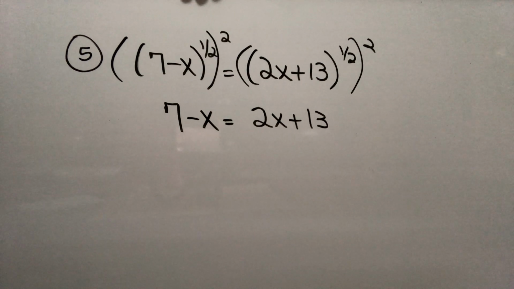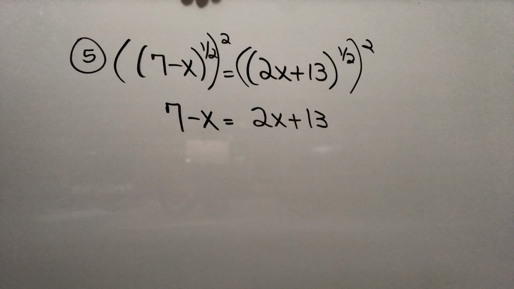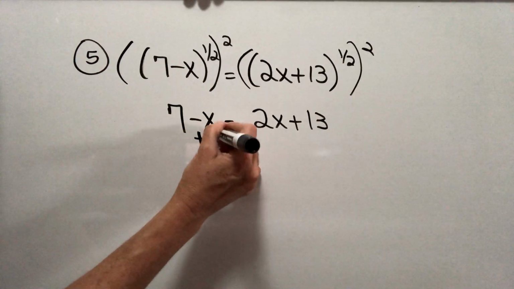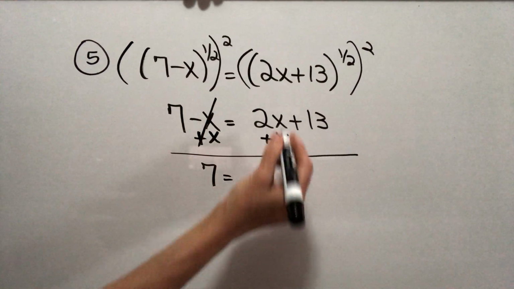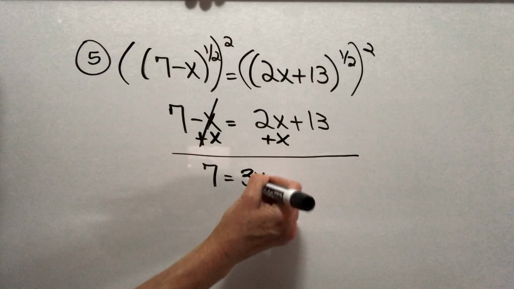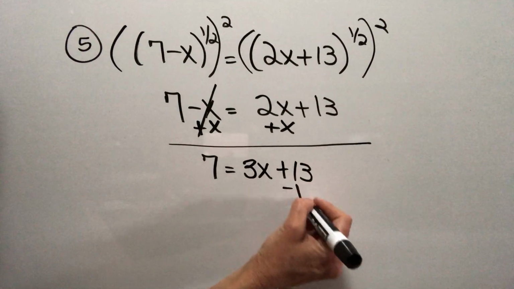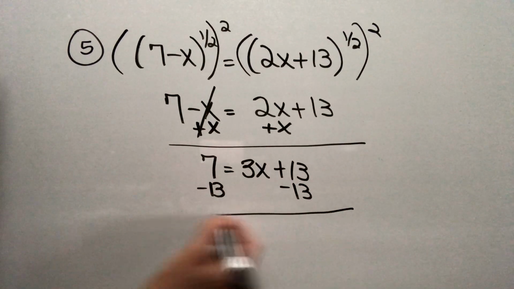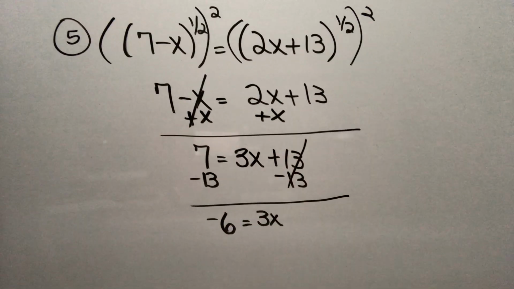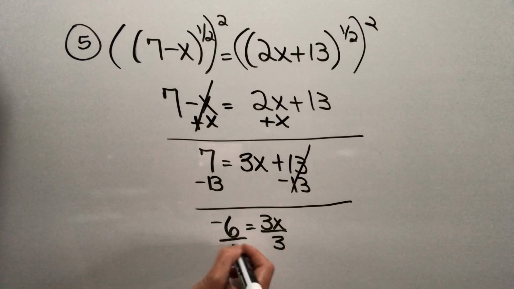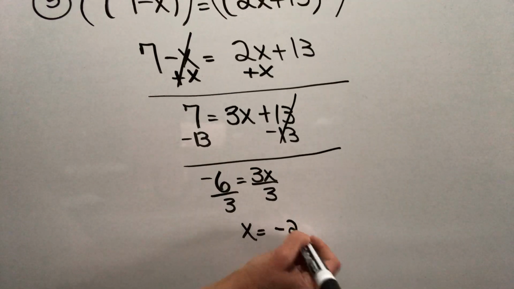So this is a linear equation. There's no squared in it, so you don't have to factor anything. We just need to get all the x's on one side. So for instance, I could add x over here. That would eliminate that. We would still have 7. 2x plus x would be 3x, and there's still 13. So then we would subtract the 13 over. 7 minus 13 is negative 6 equals 3x. And then divide by 3. So negative 6 divided by 3 is, of course, negative 2.